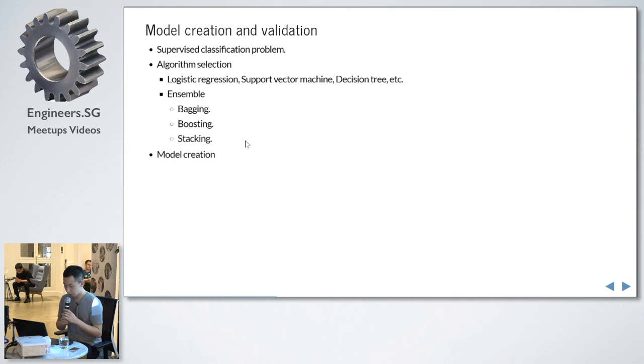And also, a lot of times, to improve the overall performance of prediction, we can create an ensemble of the basic models in order to have a boosted performance, right? So there are several commonly used techniques for ensemble, that is bagging, boosting, and stacking.